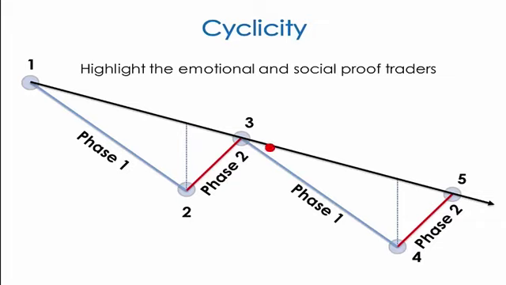And of course, these emotional social proof traders, well, they're trading at the end of phase 1. Remember, what these emotional social proof traders do is that they see the trade set up. So the software says, yep, there's a sell signal somewhere around there, and they wait and they wait and they wait, and they jump in at the end of phase 1. So that again is something you don't want to be doing.